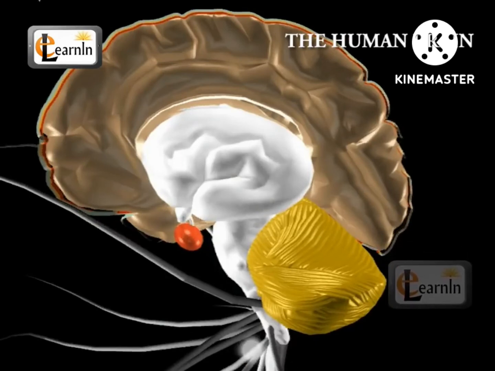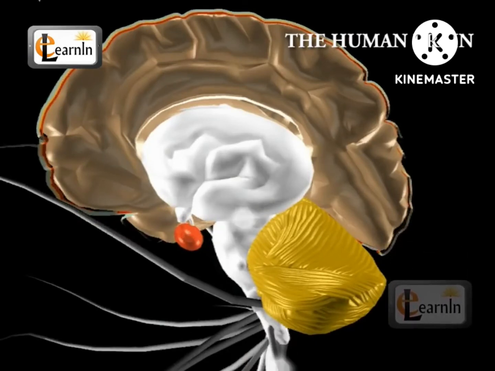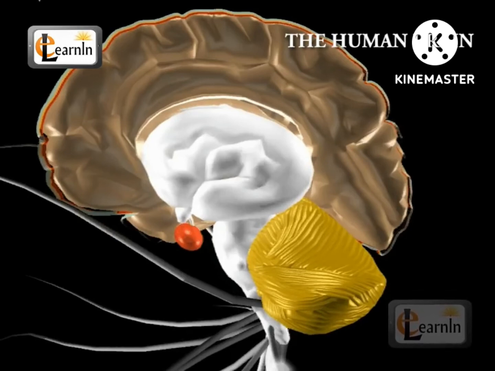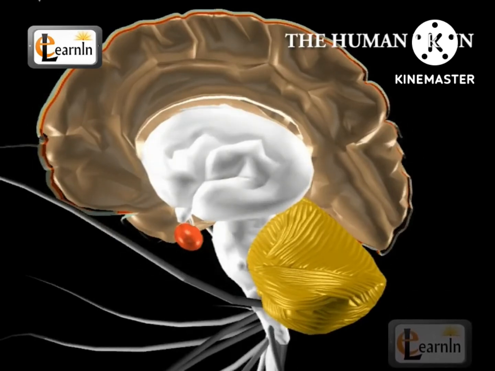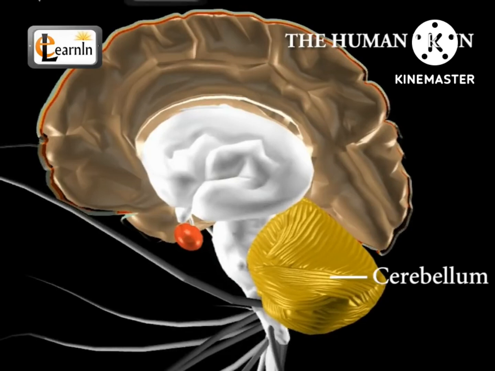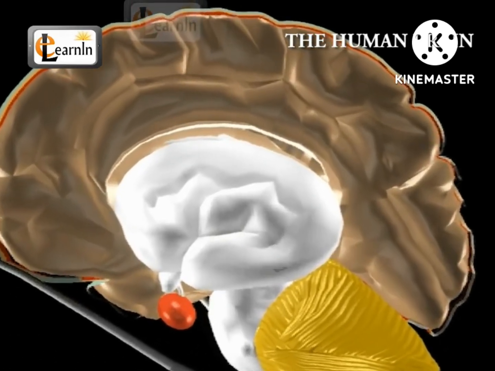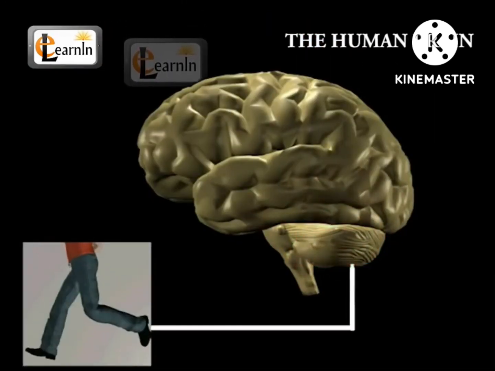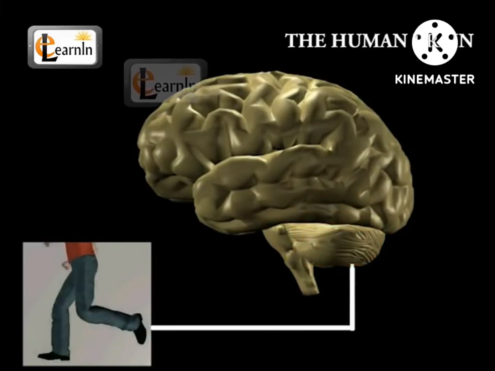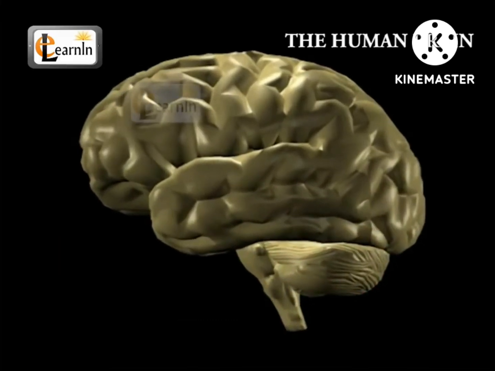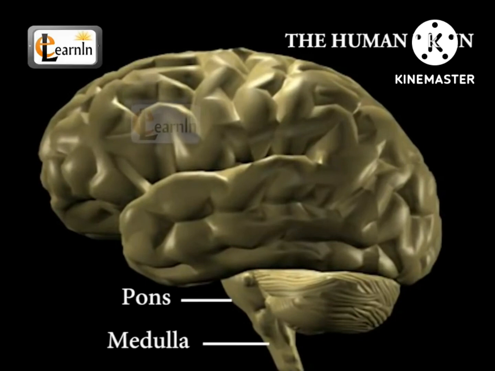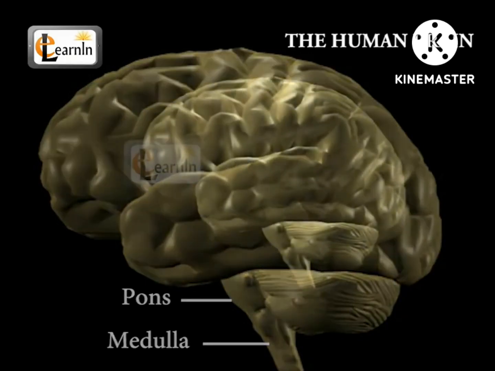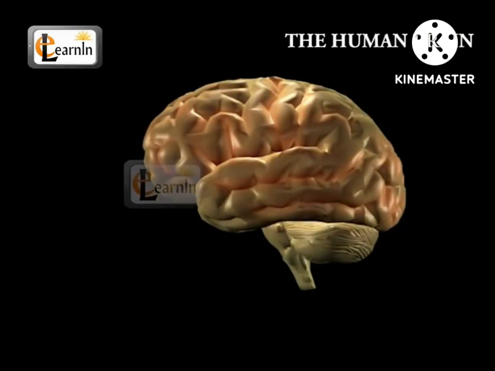The second most important part is the midbrain, which controls involuntary actions like blood pressure, salivation, vomiting. Midbrain is also called medulla. The third most important part is the cerebellum. The medulla is located beneath the cerebrum, and the hindbrain or cerebellum controls the balance and posture of the body. The pons and medulla along with the midbrain are called the brainstem.